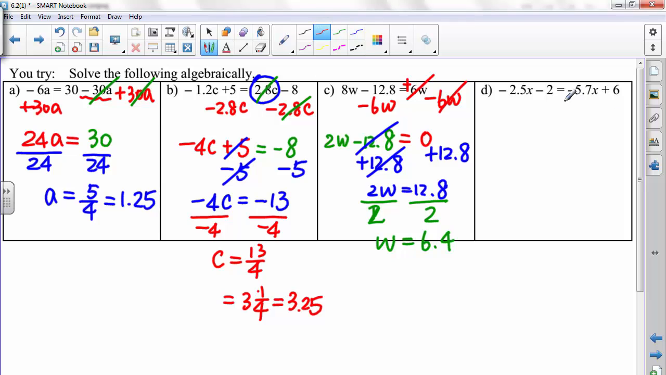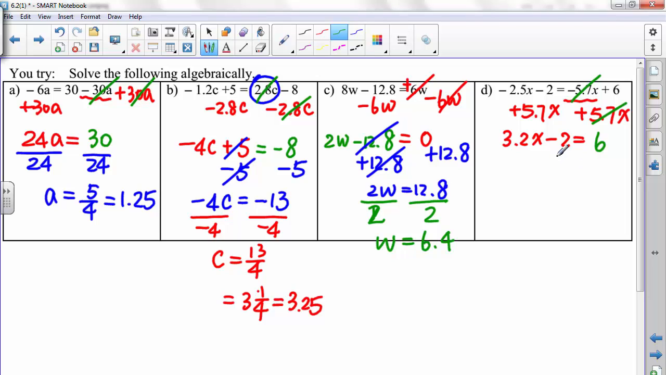Use the same way to solve the last one. First, I want to remove negative 5.7x from the right side. If I want to cancel this one out, I need to take the inverse operation. Add 5.7x to both sides. Negative 2.5 plus 5.7x. Let's combine the like terms. So this one is 3.2x minus 2. And these two got canceled out on the right side. So on the right side, you only have 6 left.